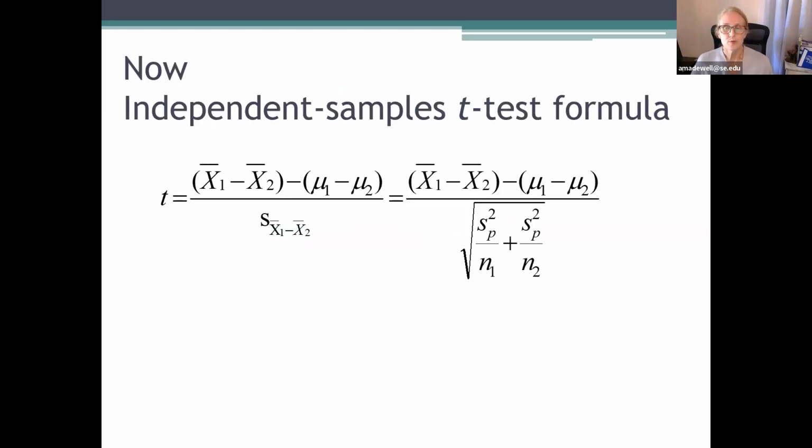Now, let's move on to the independent samples t-test formula. This is a big one, okay? Our t-test is going to evaluate x bar 1, the mean for group 1, minus the mean for group 2. This is really helpful because we want to know the mean concentration score for those who got our new experimental drug, minus the group of people who got the placebo pill. Who was doing better? That would be our numerator.